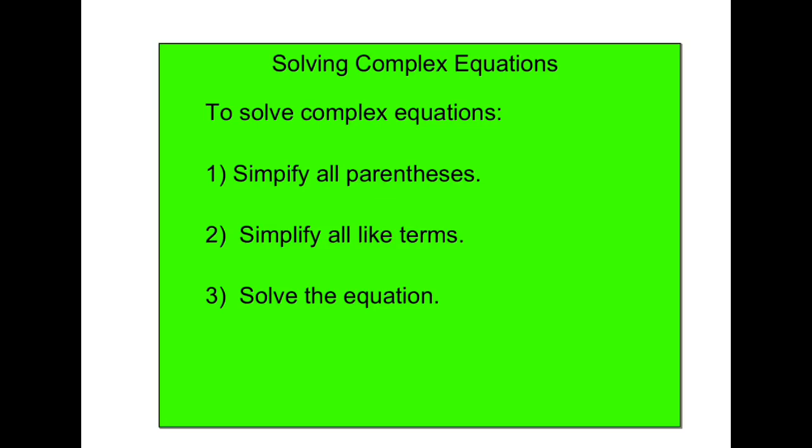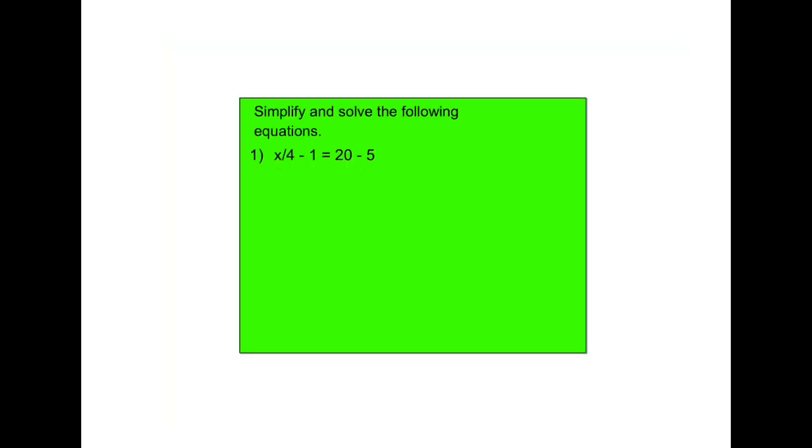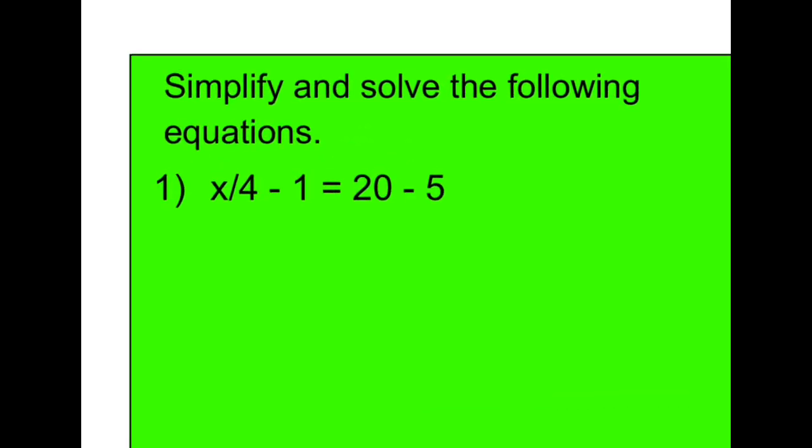So we're going to do some examples of this, and we're going to start off easier and gradually get a little more difficult. I'm going to do two videos. Let's start with an example. This says simplify and solve the following, and I'm going to write it in just a little different way. I'm going to say x divided by 4 minus 1 equals 15, because 20 minus 5 equals 15.